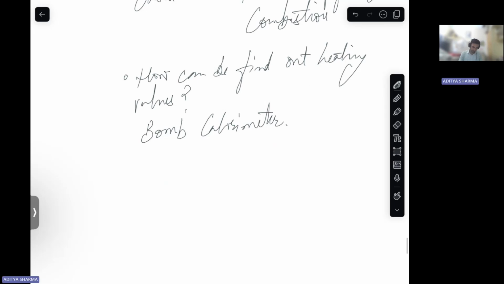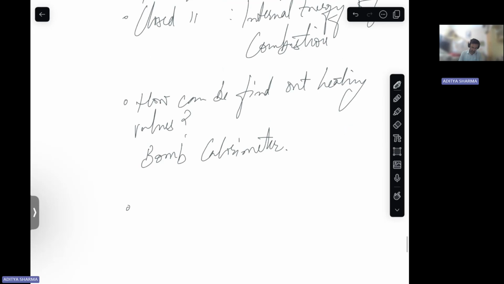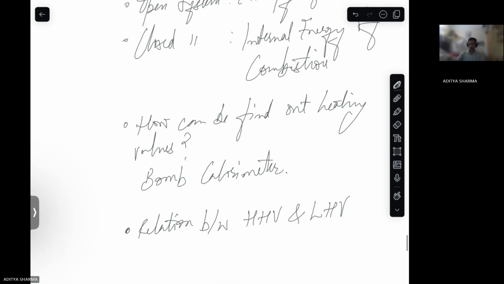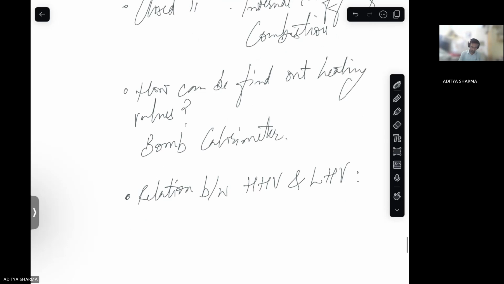Then the relation between high heating value and low heating value, we have discussed it very loosely. So how do we do this? Low heating value is high heating value minus the mass of water times the enthalpy of latent heat. Okay.